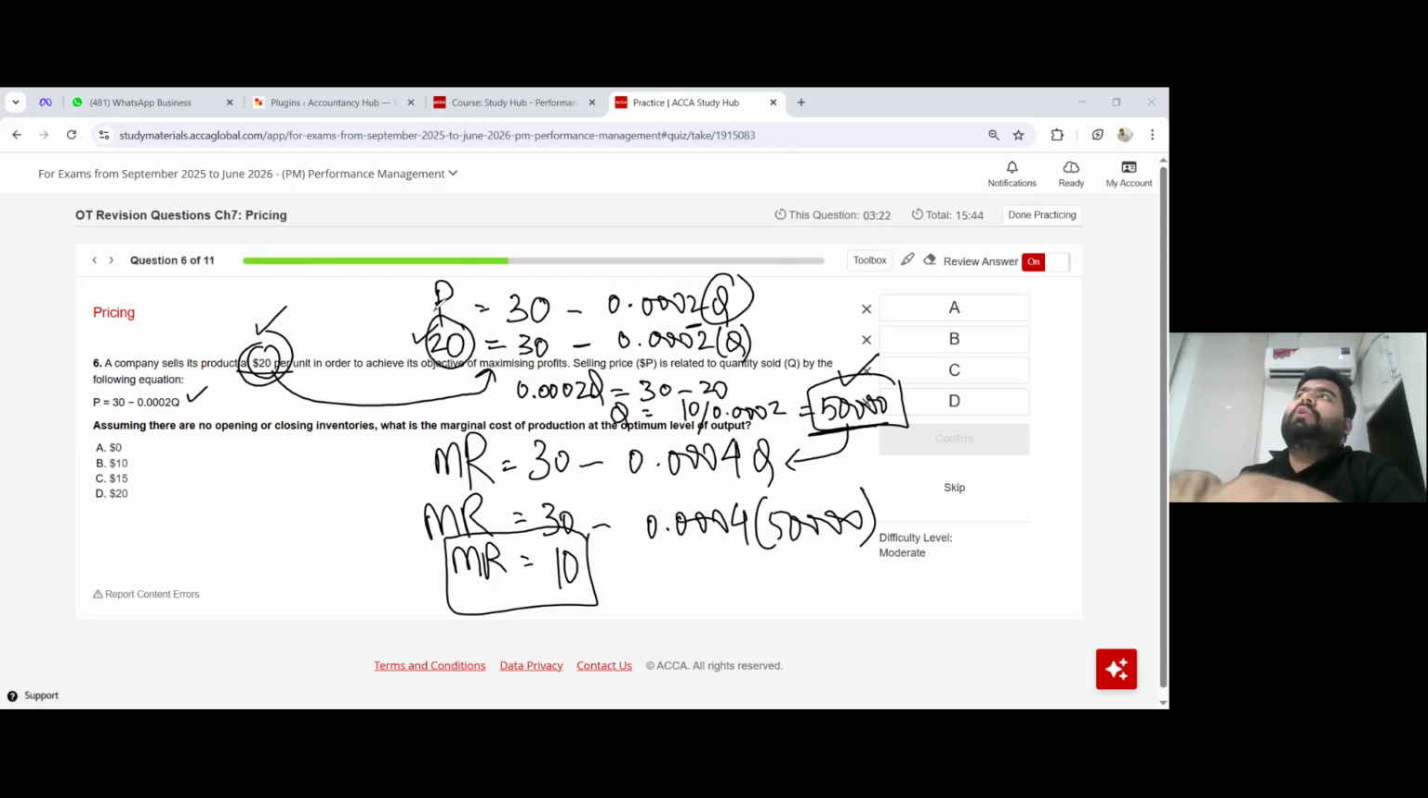Basically they have already given you the optimum price. So obviously this optimum price would have been calculated by considering marginal revenue as marginal cost. So this marginal revenue is equal to marginal cost, that is also 10. Only at the point where marginal revenue and marginal cost are equal can you calculate the optimum price. But here they have given you the optimum price already. So it means that this marginal revenue must have been equal to marginal cost. So the answer will be 10. Simple.